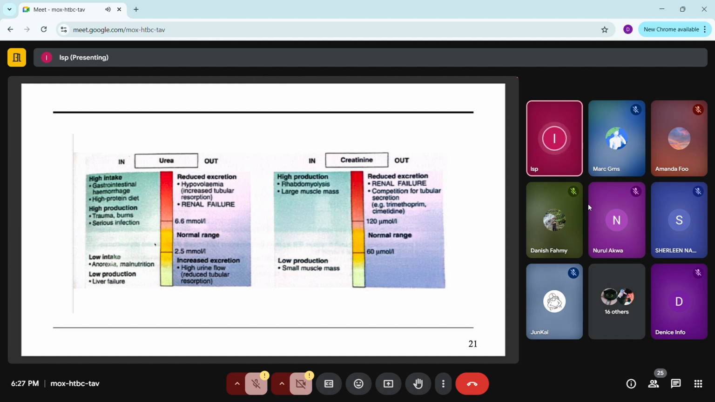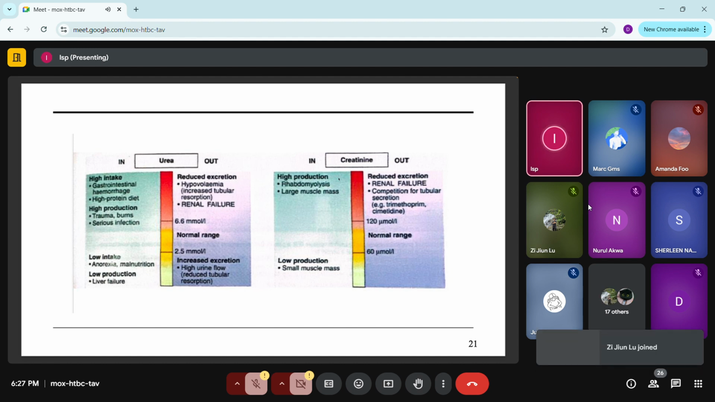So urea is not good. We do not take this to represent our renal function because there are too many variables that can affect the number of urea. Creatinine is more reliable, but it can actually be affected by your muscle. If a patient has a muscle injury, your creatinine will be raised, and creatinine is affected by your muscle bulk.